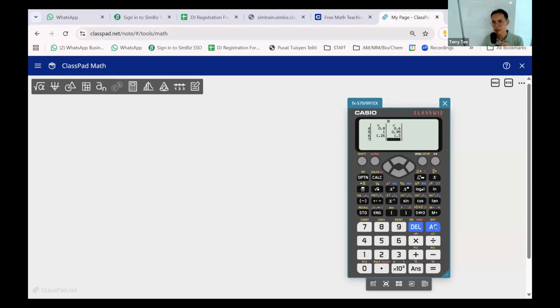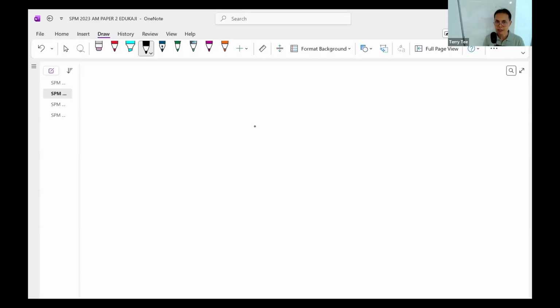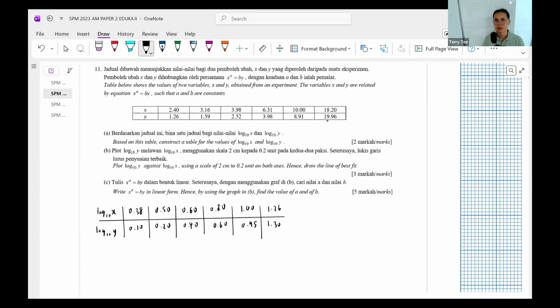Okay, now let's press AC first. Go to this OPTN. What does OPTN represent? Option. Then go to number 3 for regression calculator. Press 3. You will get this. Okay, what does this figure represent? Your A is your y-intercept. Can you see there's a negative? Negative 0.46. Your B is your gradient, 1.39.